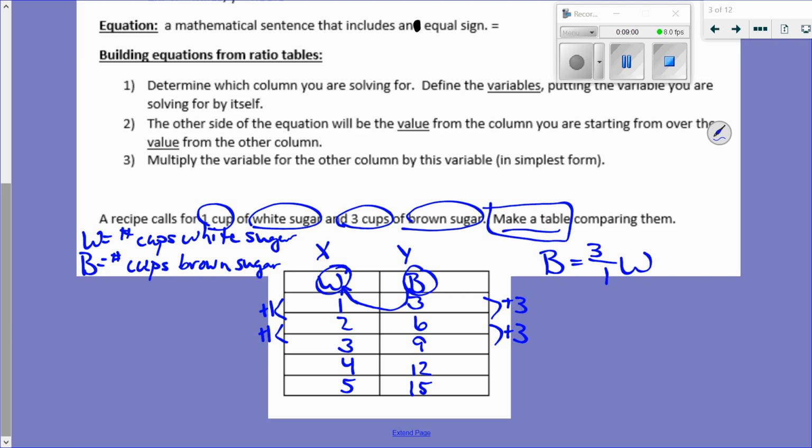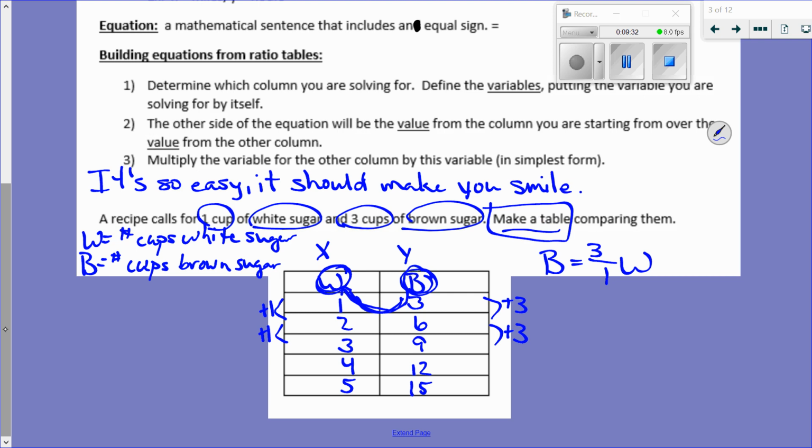So can anybody see what this kind of looks like? What's that look like? Big smile, right? So building this equation, it's so easy. It should make you smile. That is a big hint, and it's actually a hint that we have included on the tests and quizzes going forward when you're going to be asked to do this. Because if you don't remember that it's so easy that it should make you smile, it can get really confusing as to what you do. But if you can remember the smile, this becomes really easy. Don't forget to simplify. 3 over 1 could become what?